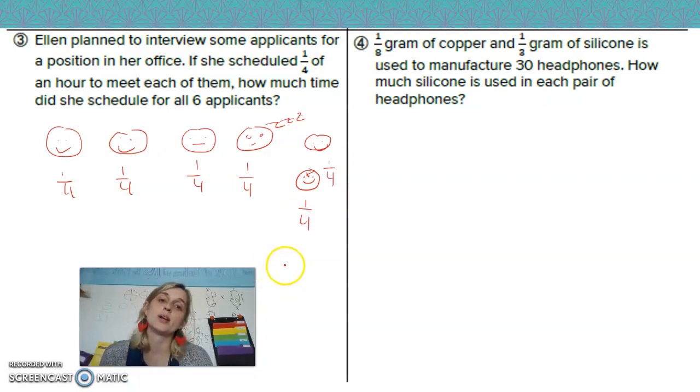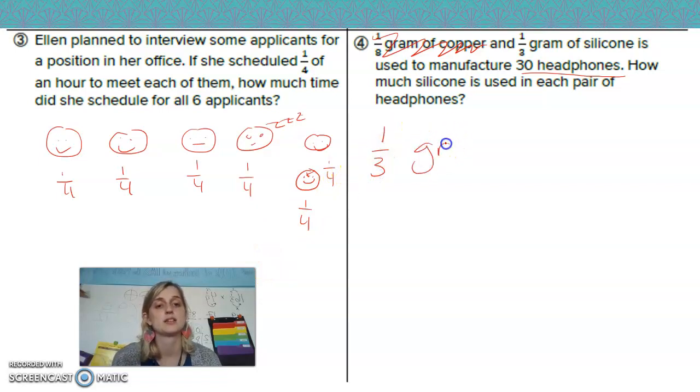Number 4. 1/8 gram of copper and 1/3 gram of silicone is used to manufacture 30 headphones. How much silicone is used in each pair of headphones? So if we are talking about silicone, do we really care about copper? Probably not. That's not part of our question, so we don't really need that. We have 1/3 of a gram that's used to make 30 headphones.